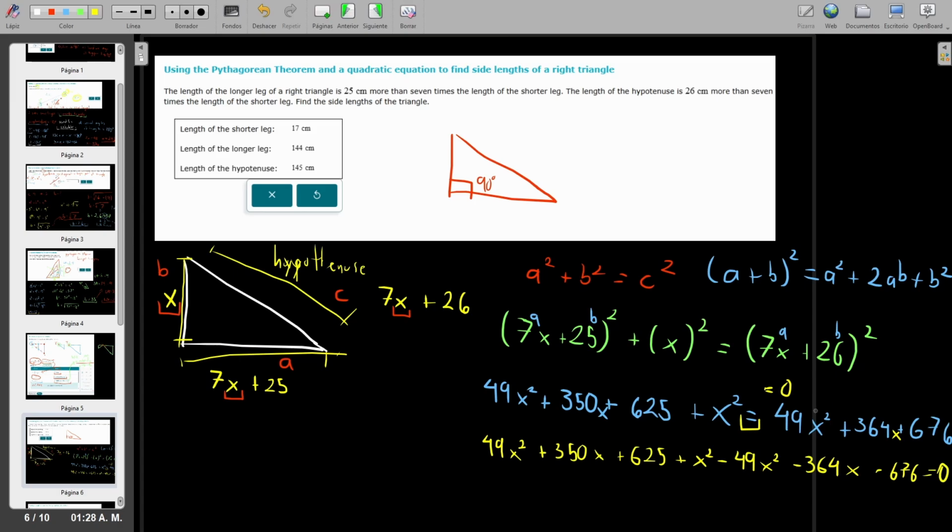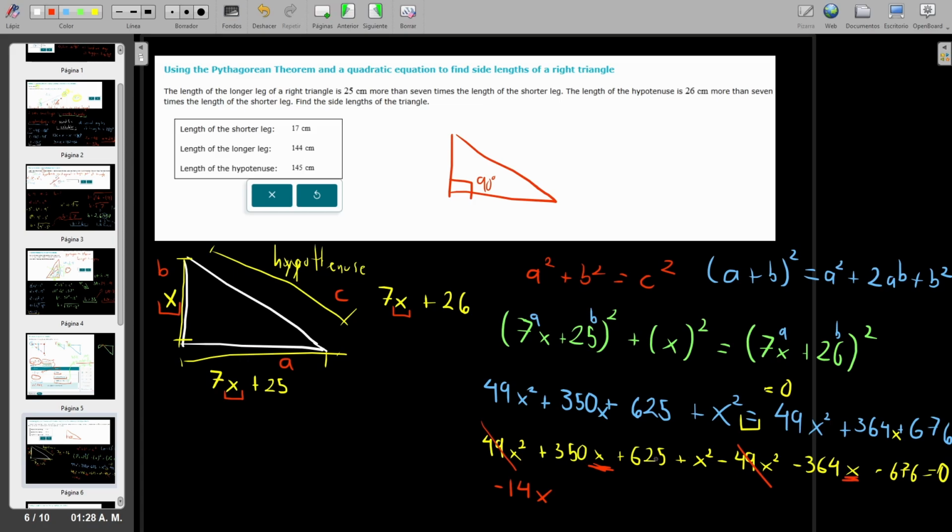Why 0? Because we put all the values to one side, so it has a value of 0 on the other side. Now we can cancel these values. In this case, it's going to be these ones because these are the same. Now 350x. Remember, we need to add or subtract the values that have the same value in x. In this case, it's going to be 350 minus 364 minus 14x. Okay, these ones.